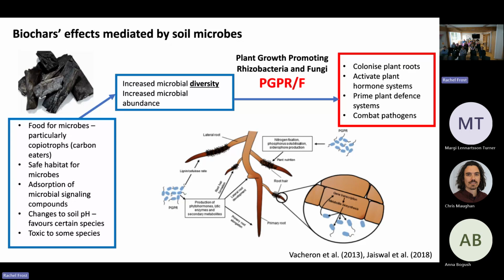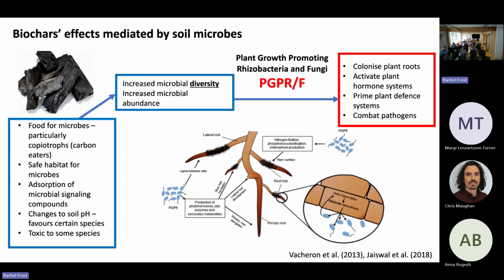The pores also mean biochar can take up and absorb compounds within the soil. So it might be taking up microbial signalling molecules, and this is likely to alter the balance between different fungi and bacteria in the soil. And biochar's pH, as I said, it usually has quite a high pH. That is likely to favour bacteria over fungi that prefer more acidic soils. And some biochars can add toxins into the soil, so things like volatile organic compounds, PAHs, and things like that that might harm some microbes.